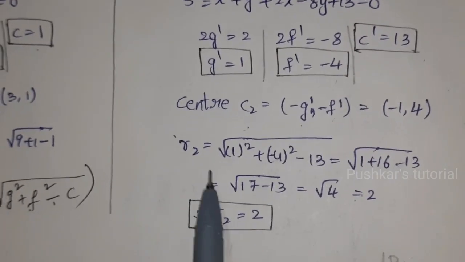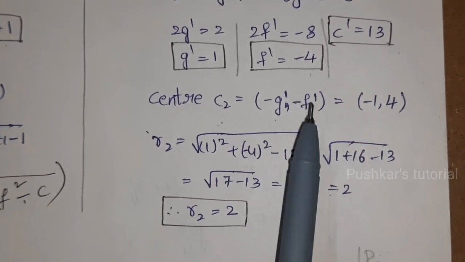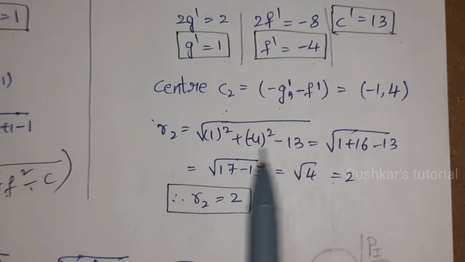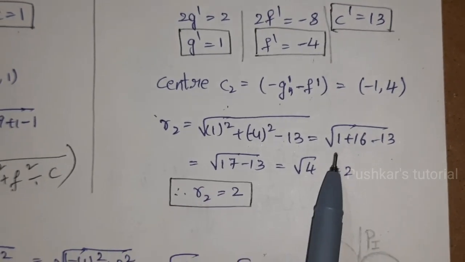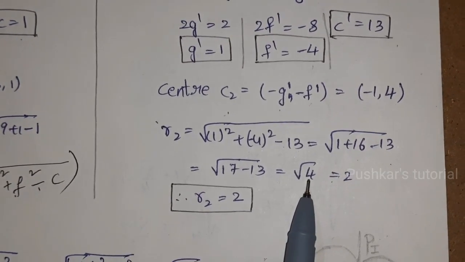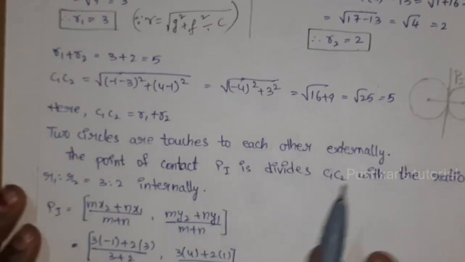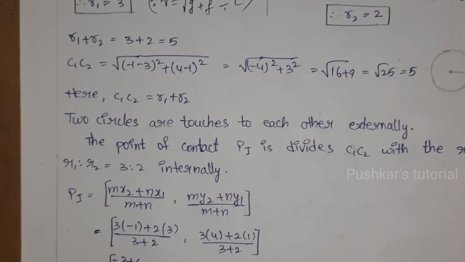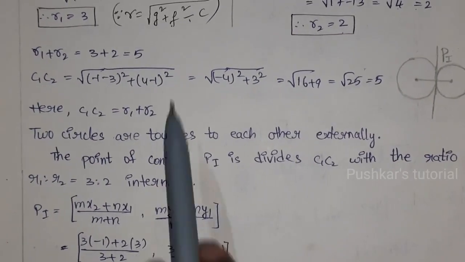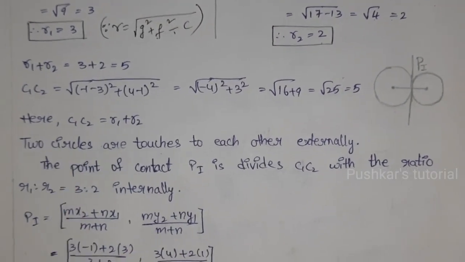Next, again radius formula: under root g square plus f square minus c. So 1 square, 4 square, minus c value 13. 1 square answer 1, 4 square answer 16, minus 13. So 17 minus 13, root 4 value is 2. Keep aside. Next we have to cross check the position of the circles. Means first we have to add R1 plus R2. So 3 plus 2, 5. Keep aside. Next C1 C2.